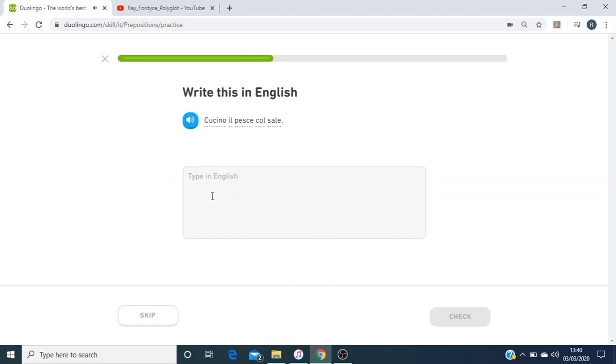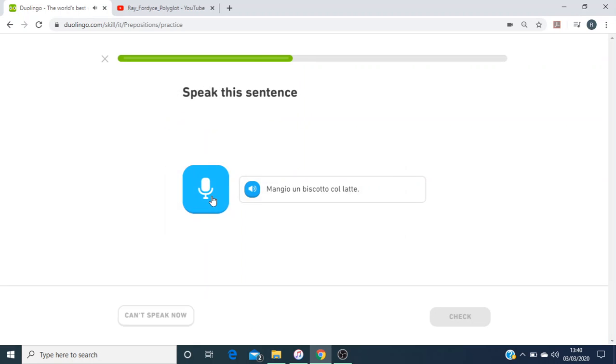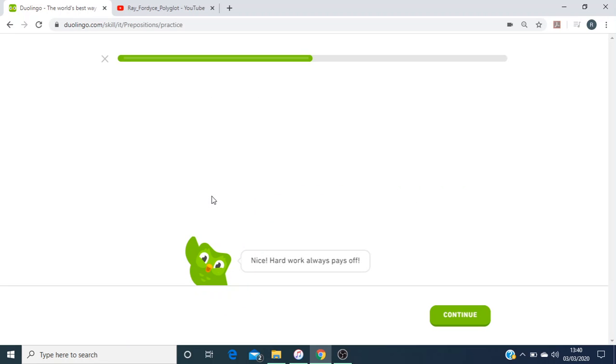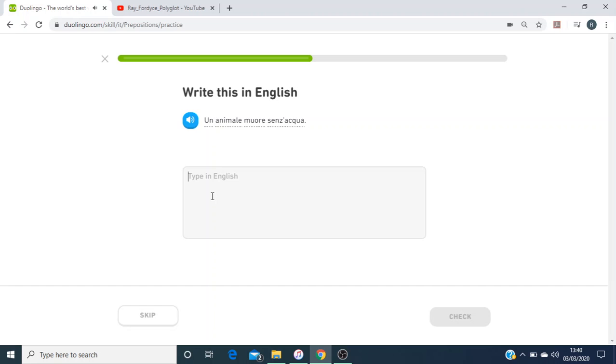Cucino il pesce col sale. So that's I cook fish with salt. Mangio un biscotto col latte. I eat a biscuit with milk. Nice work. Hard work pays off. Un animale muore senza acqua. That's an animal dies without water.